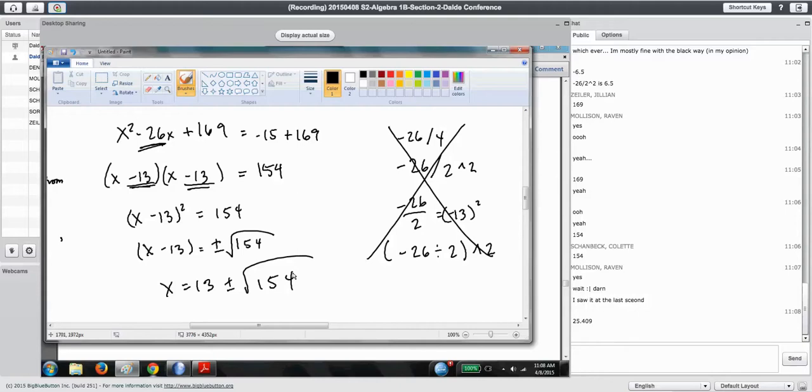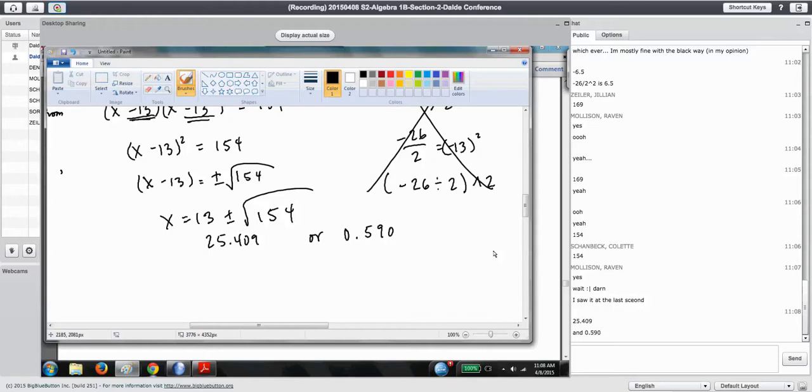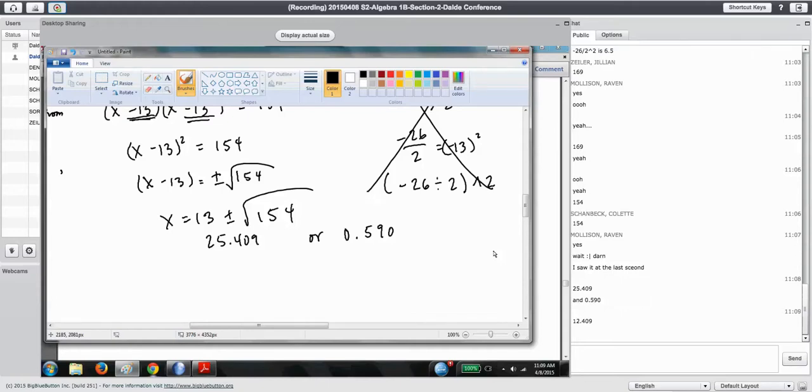Okay, so one of the answers is 25.409. What is the other answer? It's probably like 1.3. Oh, yeah, no, it would be 0.6, yeah. All right. Or 0.590. By the way, now that I'm curious, I told you that the square root of 154 is about 12 point something. What is the square root of 154? Oh, okay, so I wasn't that far off. So that's your answer. It crosses at 25.409 or 0.59. That's it.